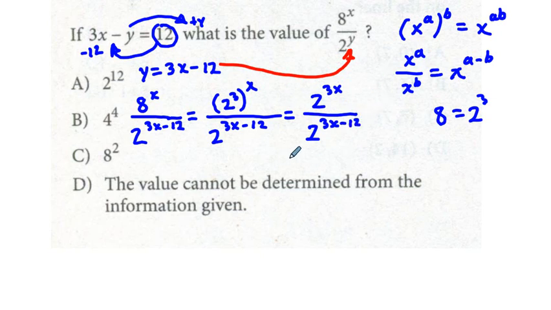And now we can use the quotient rule of exponents. That's going to be 2 to the power of 3x minus the quantity 3x minus 12. And so what that's going to be is 3x minus 3x will cancel each other, and what we have left is 2 to the power of 12. And so therefore our correct answer choice is A.